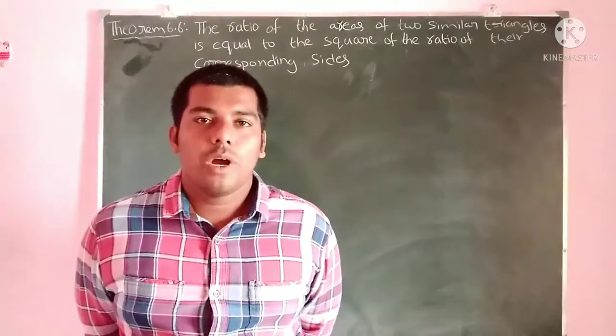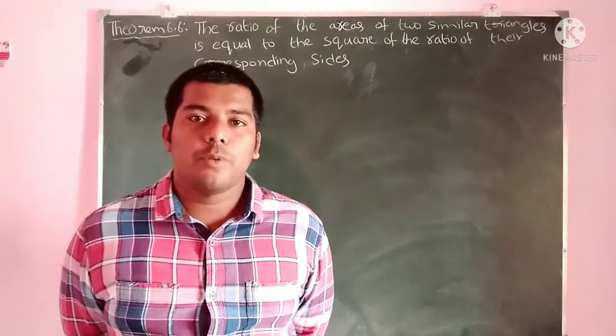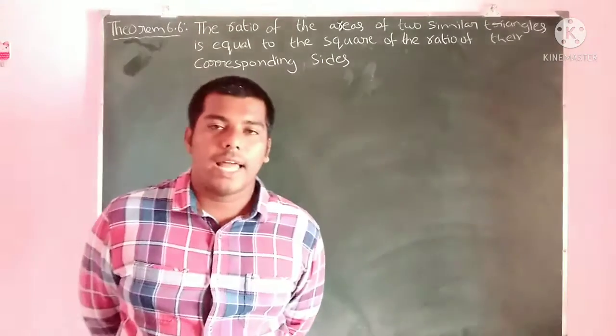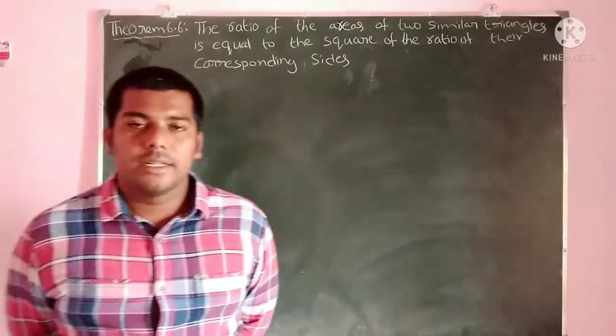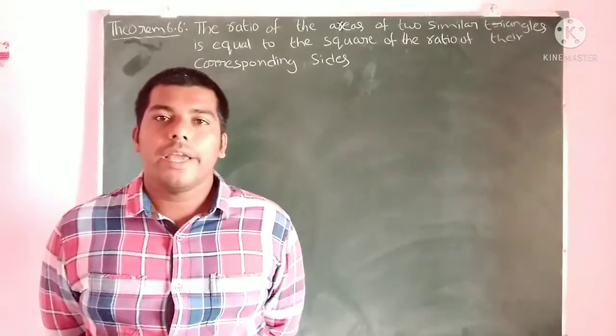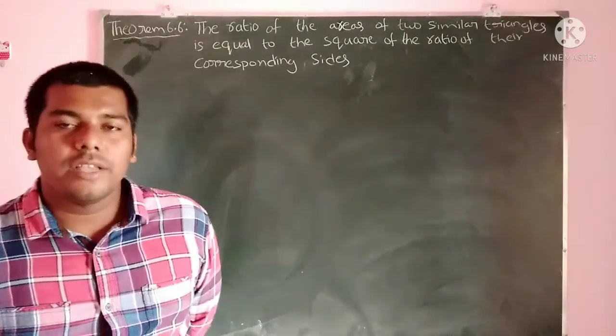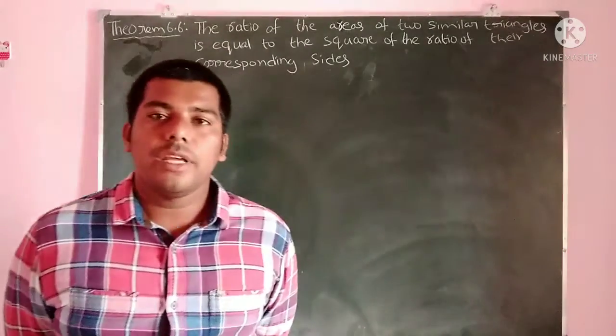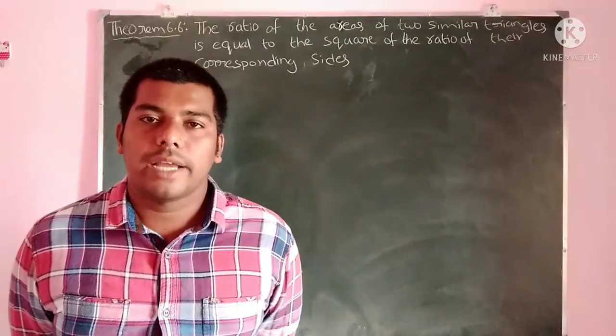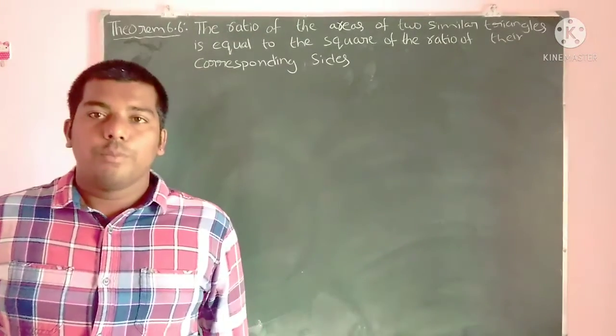Students, in this video I am going to explain Theorem 6.6 in the chapter Triangles of Class 10. The theorem states that the ratio of the areas of two similar triangles is equal to the square of the ratio of their corresponding sides. So we need to prove this here.